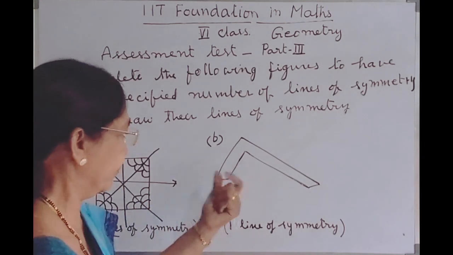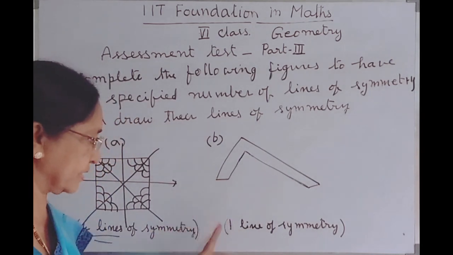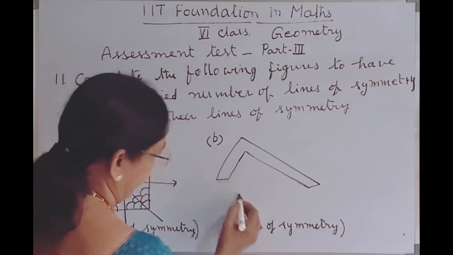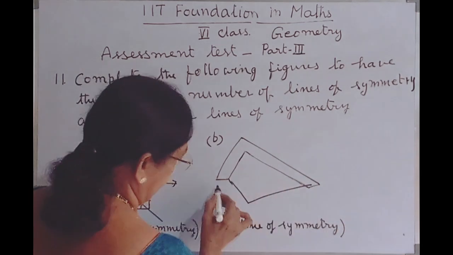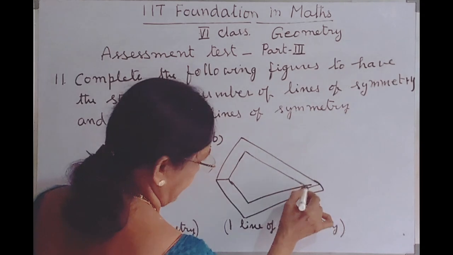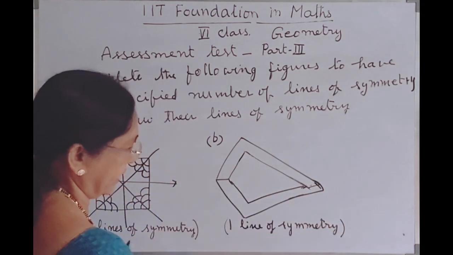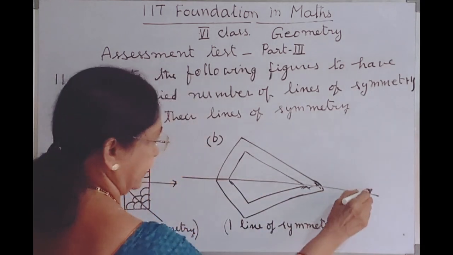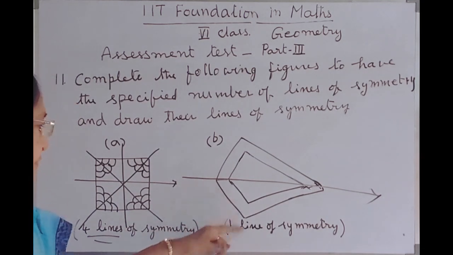So see, for this figure also we have to complete this figure such that it has one line of symmetry. So we will complete like this. So now this figure has only one line of symmetry, that is this one. This is the line of symmetry, only one line of symmetry for this figure.